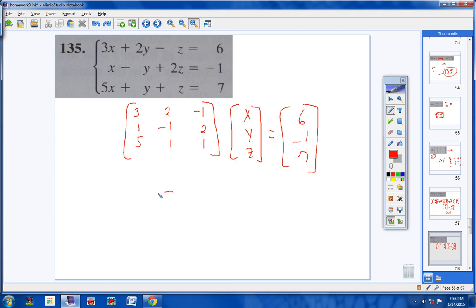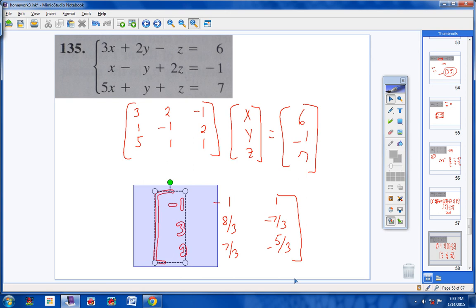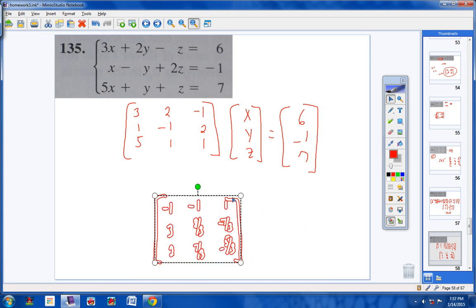Now, I've already found the inverse matrix using my calculator, and let me get that out here. You will get this right here going down, negative 1, 3, 2. Negative 1, 8 thirds, 7 thirds. And then 1, negative 7 thirds, and negative 5 thirds. Okay, now I'm going to shrink that down a little bit to give me some room here. But that would be your inverse matrix, okay?